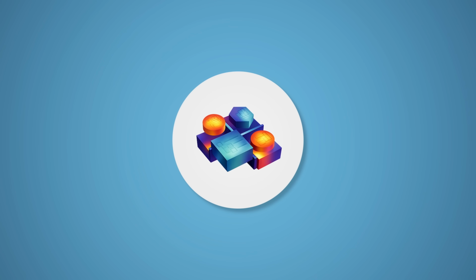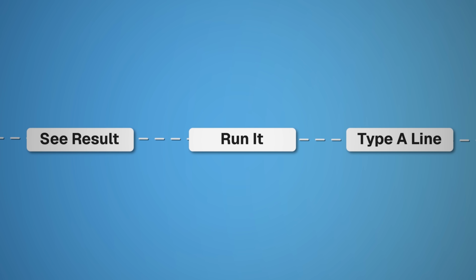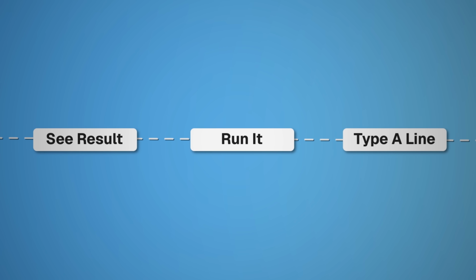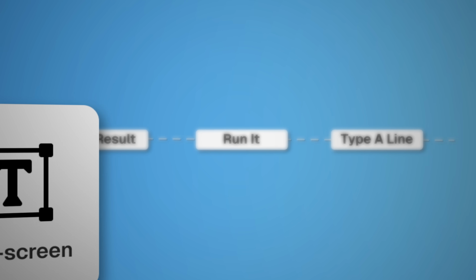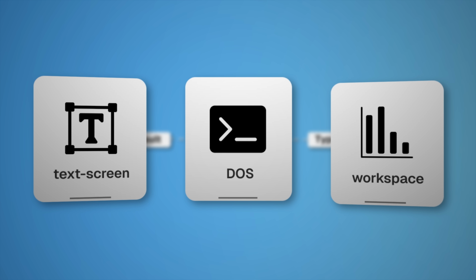Meanwhile, Basic existed as the friendlier opposite. Immediate, forgiving, practical, type a line, run it, see results. Basic didn't just teach syntax, it taught control. But Basic mostly lived in a different universe. Text screens and DOS, not the graphical workplace Windows was moving toward.